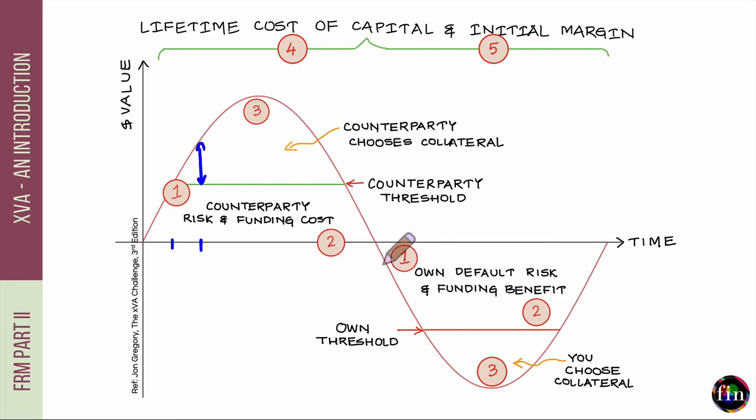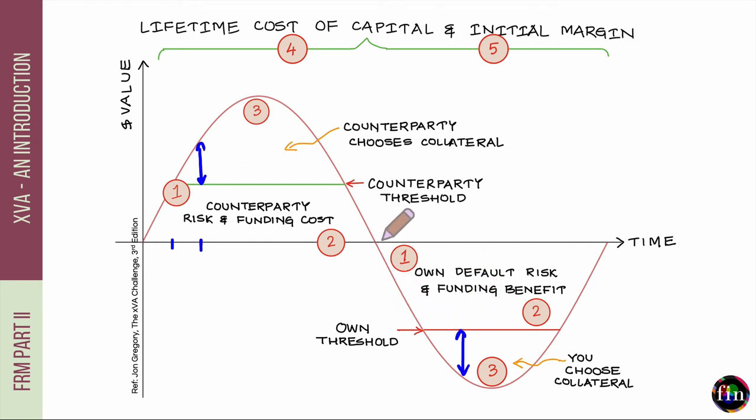Now, when I enter this portion of the timeline, the tide has turned. The aggregate value of these positions is now negative, and it's my counterparty which now has an exposure to me. Again, there is a threshold arrangement in place, a threshold which applies to me. Although the value of the trades is negative, I can wait for the aggregate value to become more negative compared to this horizontal line that we have drawn, and only then be required to post collateral with my counterparty. So even when I post collateral, it'll only be this much. This portion will still stay uncollateralized.